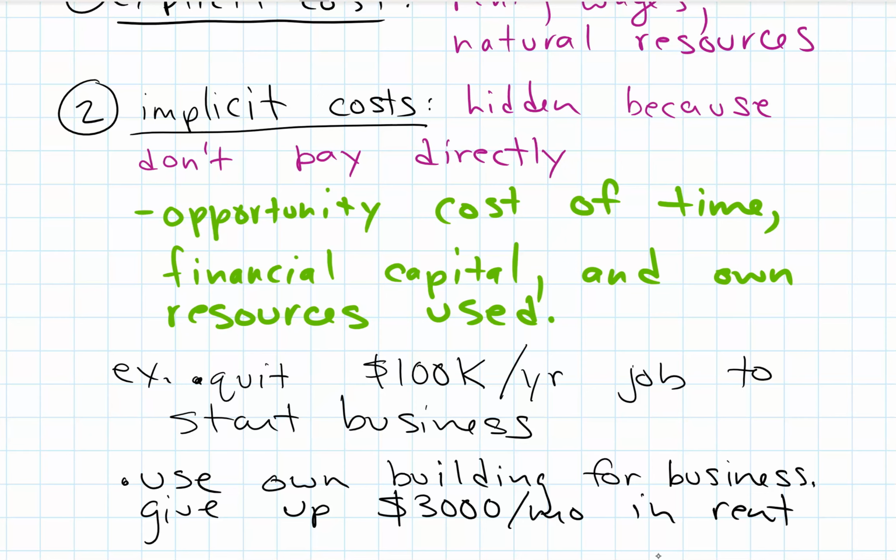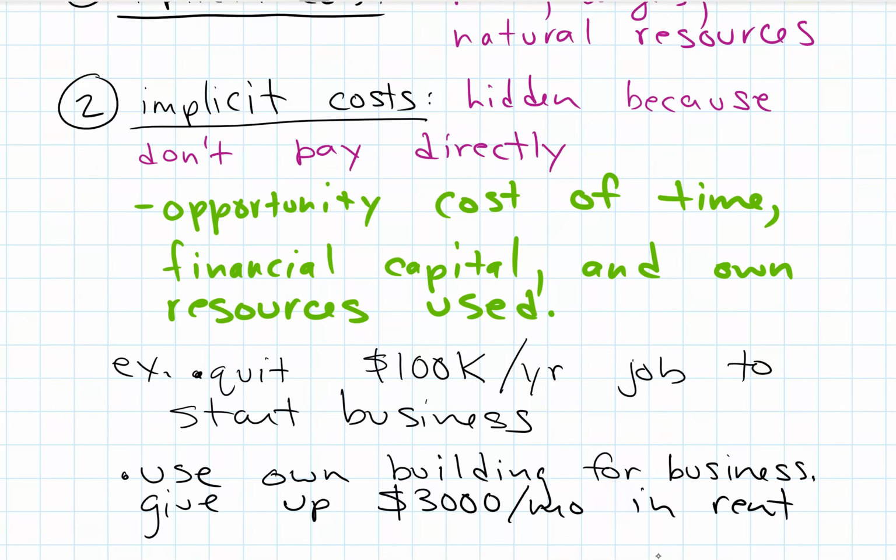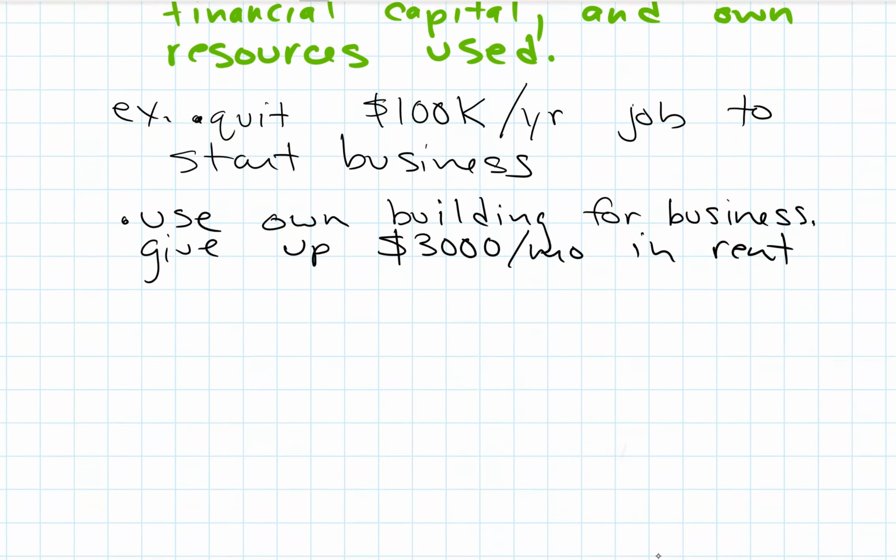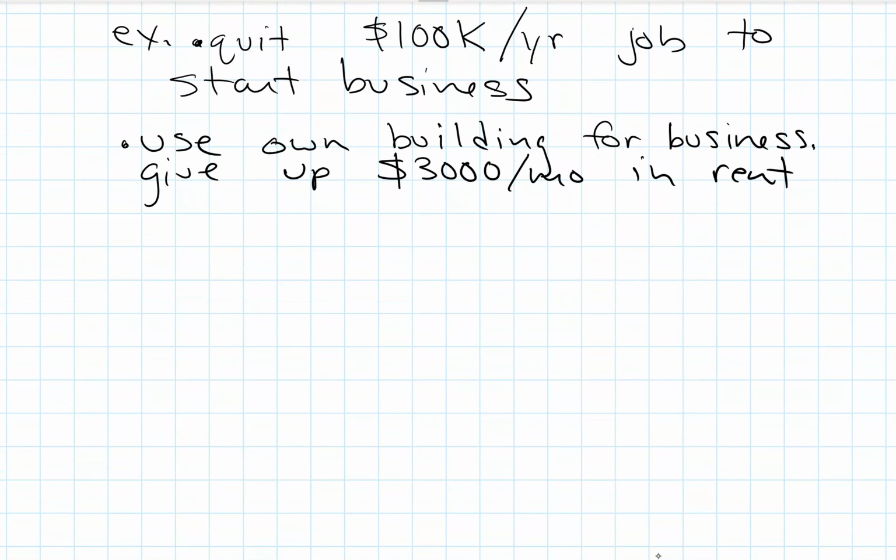Okay, so now let's compare. The last thing I want to do in this video is just compare something we generally call economic profit and another thing we'll call accounting profit. Okay, so this symbol means profit. So this is economic profit.